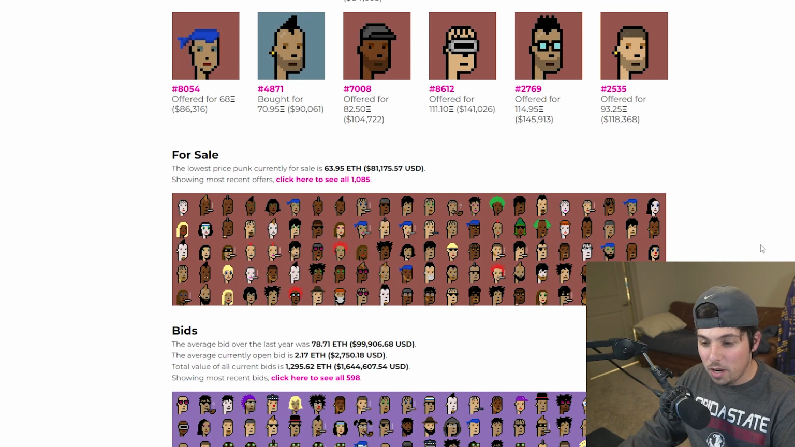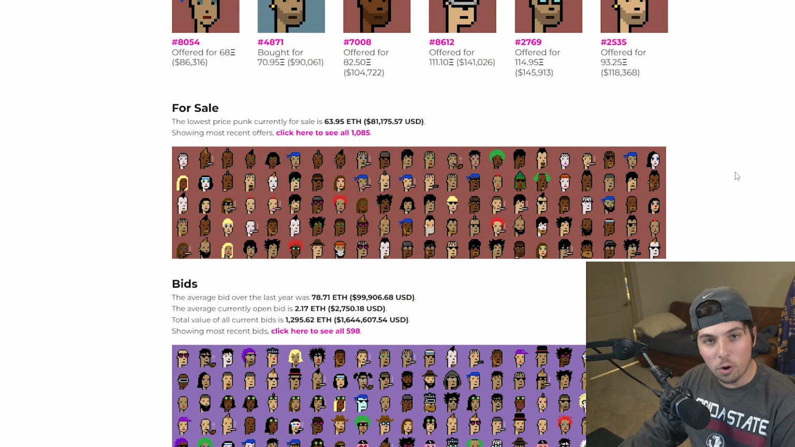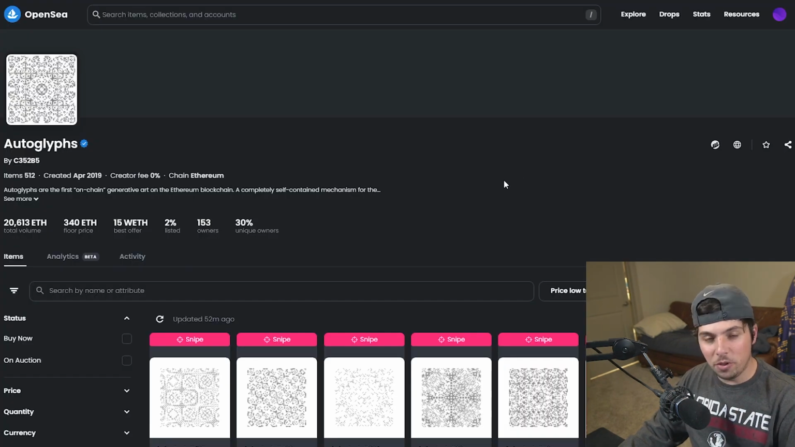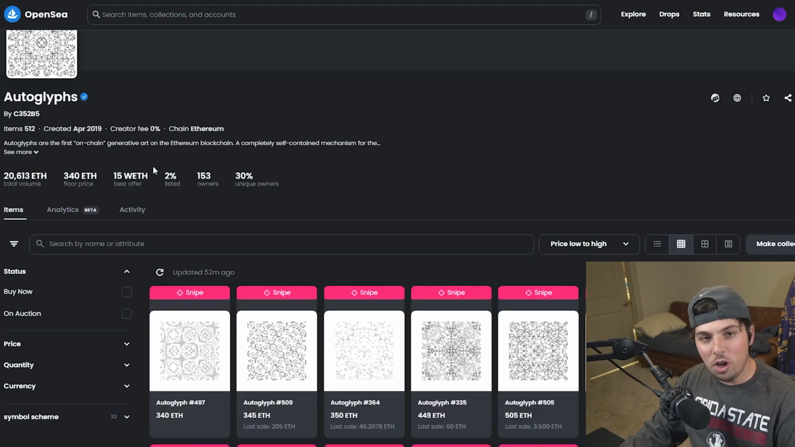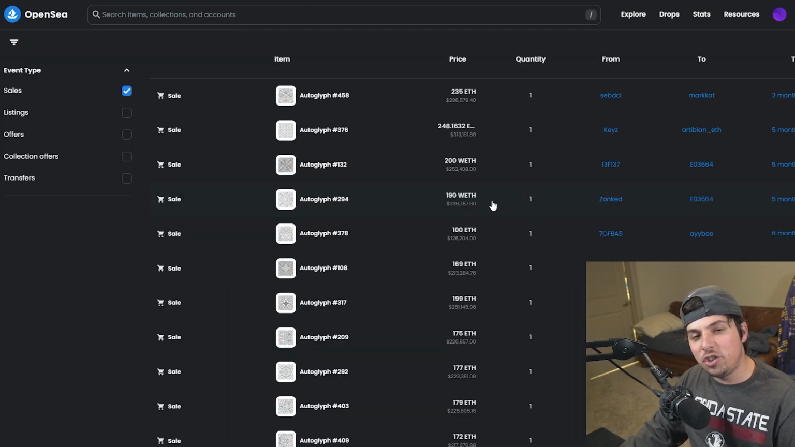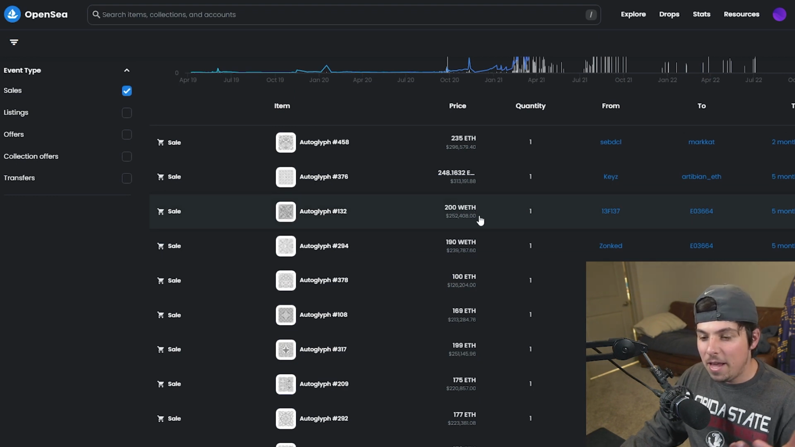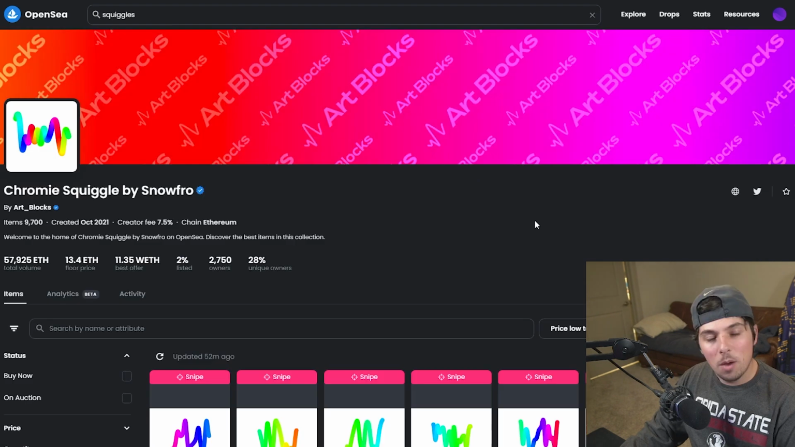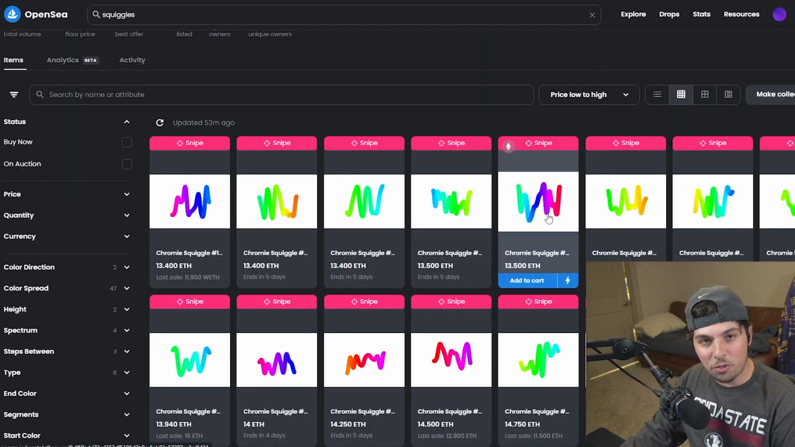In this bear market, CryptoPunks are still sitting at 64 ETH. Autoglyphs, which is arguably the number one art project on Ethereum, is sitting at 340 ETH. Now, these don't change hands very often, but it does go to show that they are still holding a very high floor. Projects that I'm looking at are things like Chromie Squiggles. These are sitting at a 13 ETH floor.